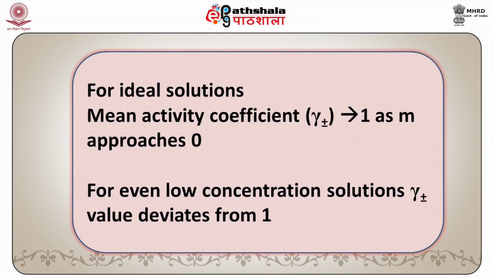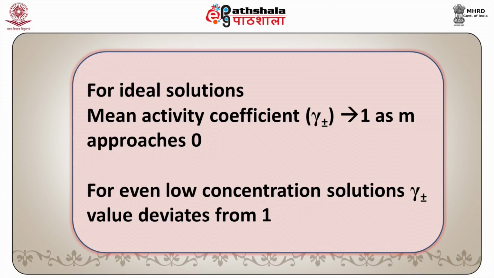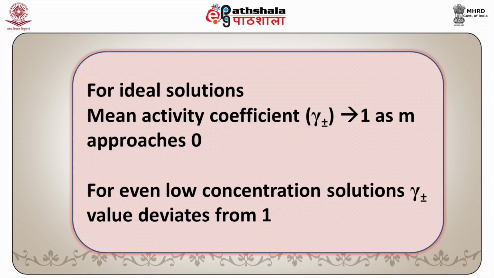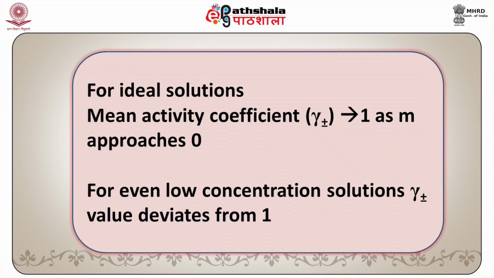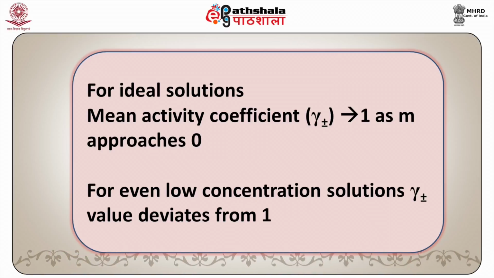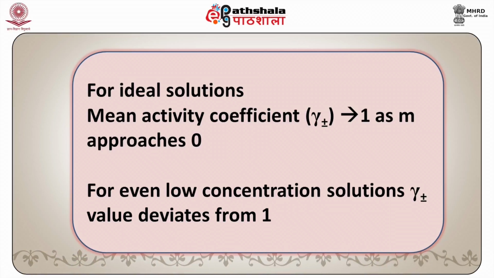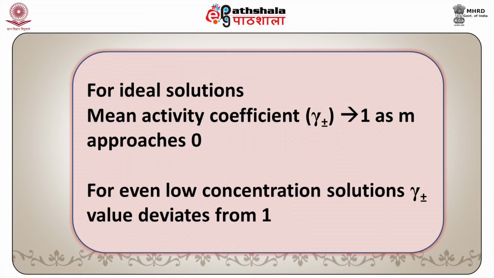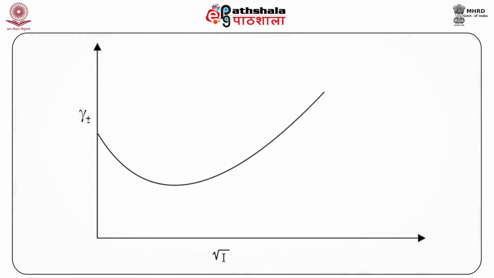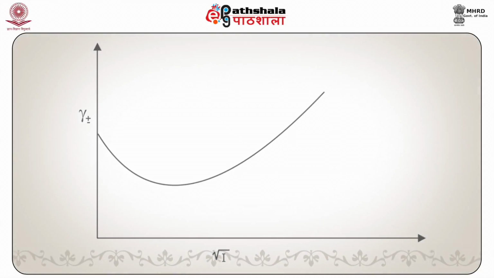For ideal solutions, the mean activity coefficient gamma plus minus approaches 1 as m, that is molality, approaches 0. Also, even for low concentration solutions, the gamma plus minus value deviates from 1. The experimental plot for variation of gamma plus minus with square root of ionic strength is shown in the figure. The variation depends on the nature of the electrolytes.